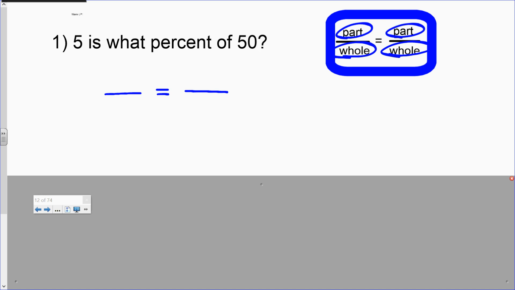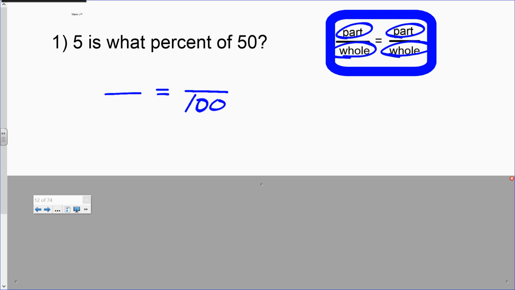Without even thinking, since I'm dealing with percent, I know the denominator of one of the fractions is going to be 100. Do that now, because that's what percent means, literally, a fraction out of 100. So I only have 3 spaces now to fill in from this problem: a part, a whole, and another part out of the 100.